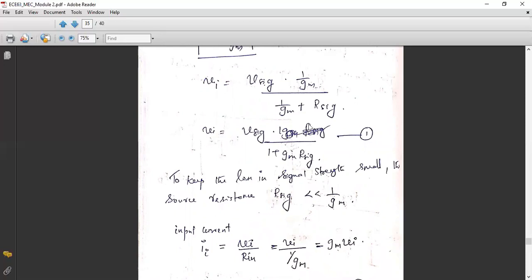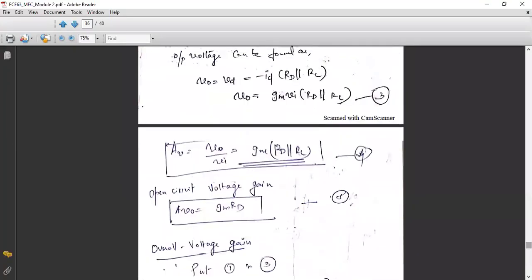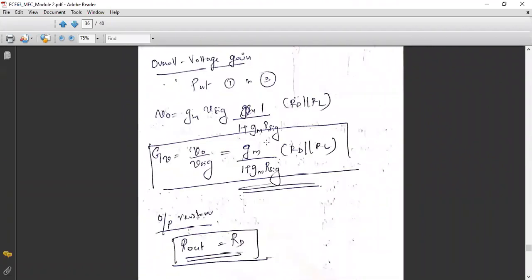Okay. So you have a relation between Vi and Vsig with you. What is the relation? Vi is equal to Vsig divided by 1 plus Gm into Rsig. How did you find this particular equation? Just by applying the voltage divider rule, as I said earlier. So now what you will do is, you will put this equation number 1 in equation number 3. In equation number 3, you will replace this Vi so that it will come in terms of Vsig. And you can take this Vsig to the left side. Thereby, you can find the ratio of V naught by Vsig.